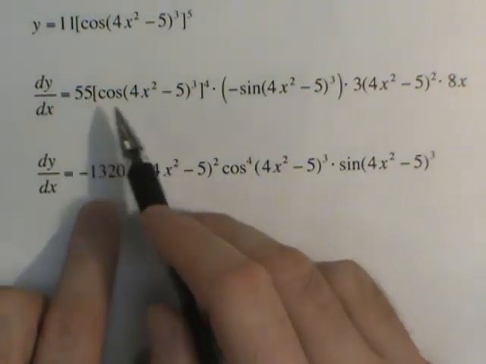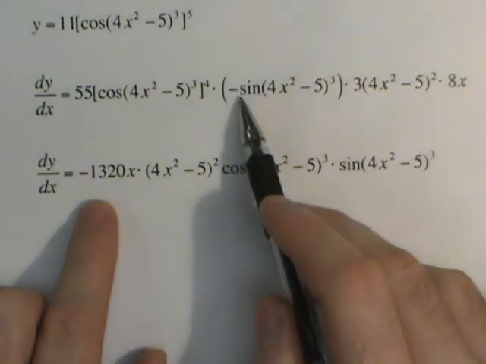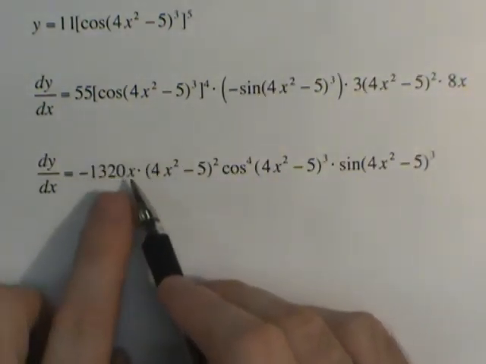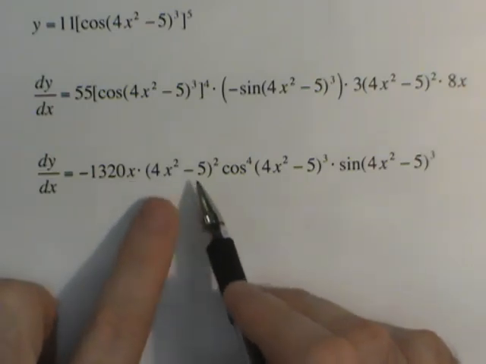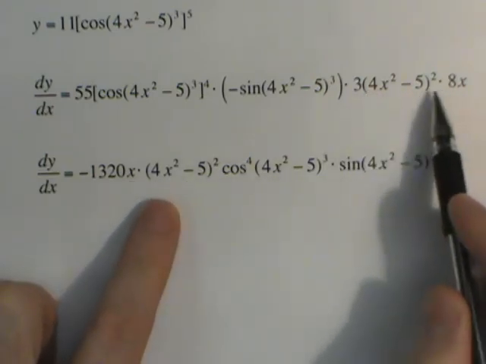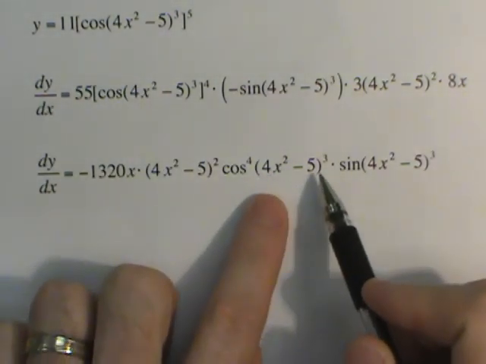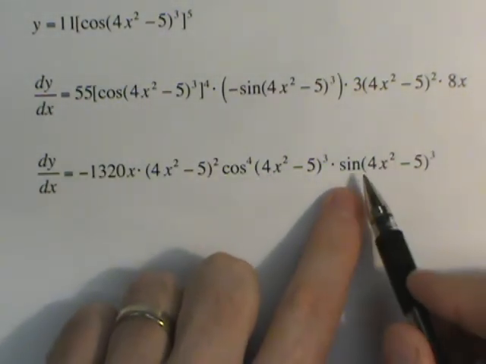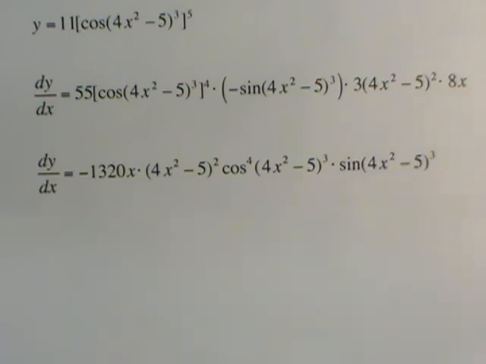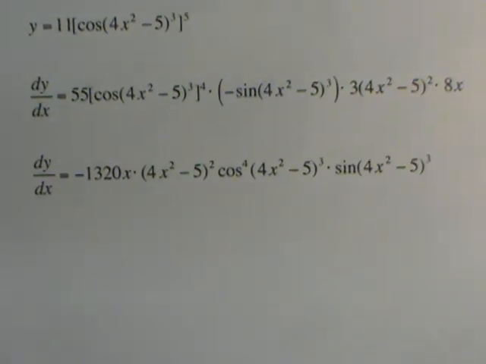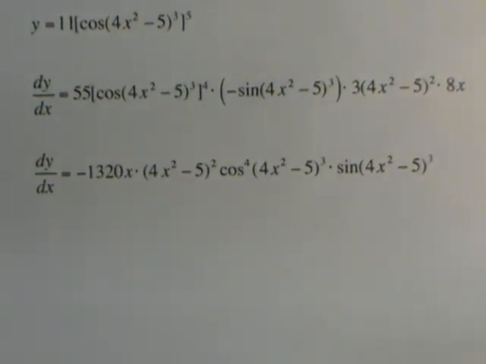So again, I took the 55, the 3, the 8x, the negative, put that all in the front. Got negative 1,320x, 4x squared minus 5 squared. That's all part of that, which was not part of the trig function. Cosine the angle raised to the third degree, sine the angle raised to the third degree. And notice that that cosine was to the fourth power. Pretty big example there, but that's what we want to do. We want to master the chain rule.